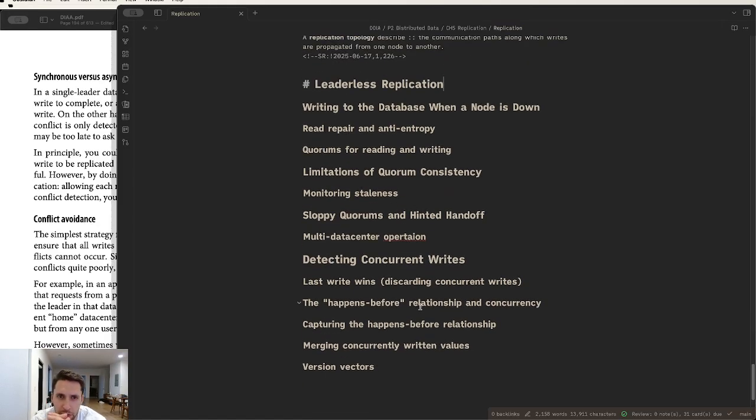All right, so the sections: leaderless replication, write to the database when a node is down, read repair and anti-entropy, quorums for reading and writing, limitations of quorum consistency. So I assume leaderless replication implies everybody can read and write.